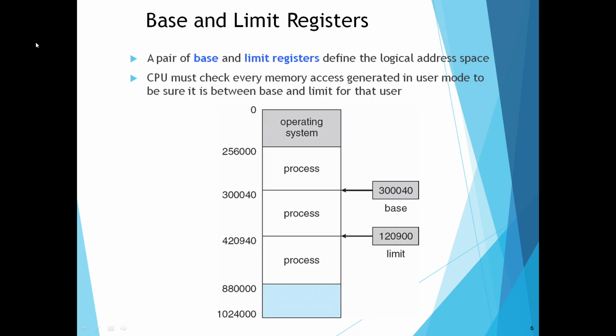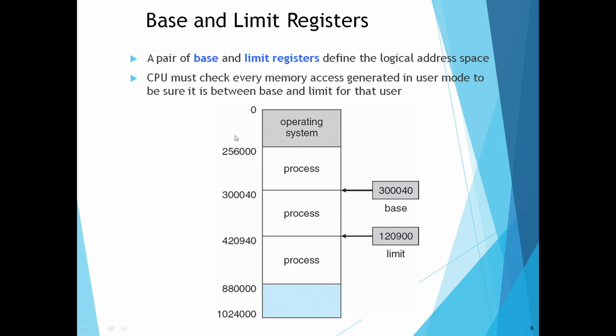For that we use two types of registers in the CPU: one is a base register and the other is a limit register. This pair of registers defines the logical address space. A logical address is the address generated by the CPU. Whenever the CPU generates an address, it must check that every memory access generated in user mode is in between the base and limit registers for that user.